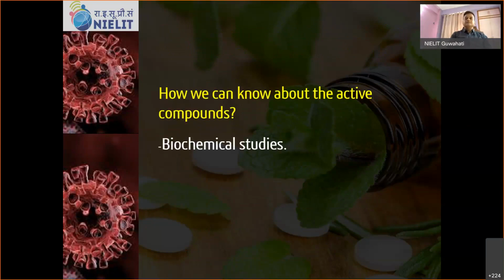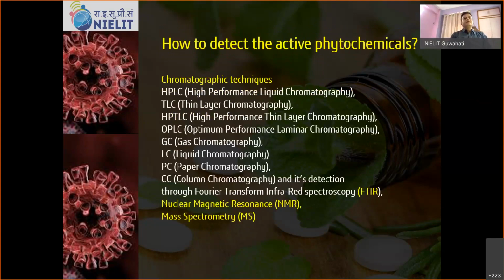So in biochemical studies, we can do chromatographic analysis. High performance liquid chromatography can be used, HPTLC can be used. Say gas chromatography and mass spectroscopy, or liquid chromatography and mass spectroscopy, or any other chromatography, can be combined with mass spectroscopy together to detect the phytochemicals available in the plants.